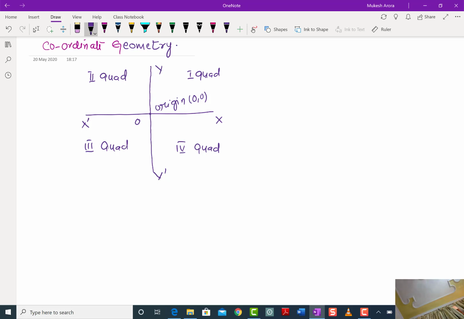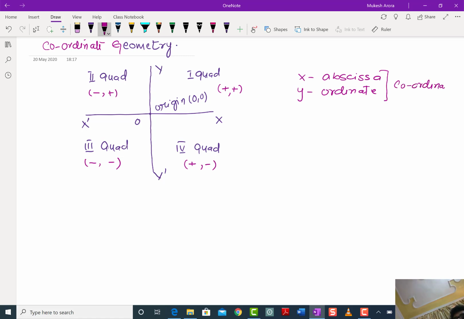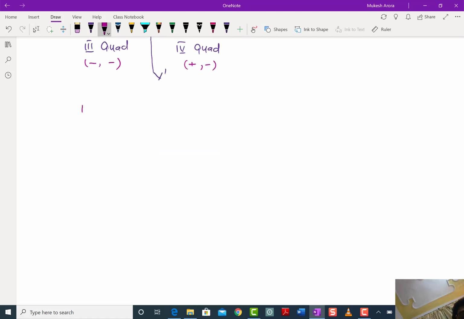As you know, in the previous class you have already done, here x and y both are positive, here x is negative, y is positive, here both x and y are negative, here x is positive and y is negative. The value of x is called abscissa and the value of y is called ordinate. And when we write both together, they are coordinates. Today we are going to discuss the first formula, that is the distance formula.